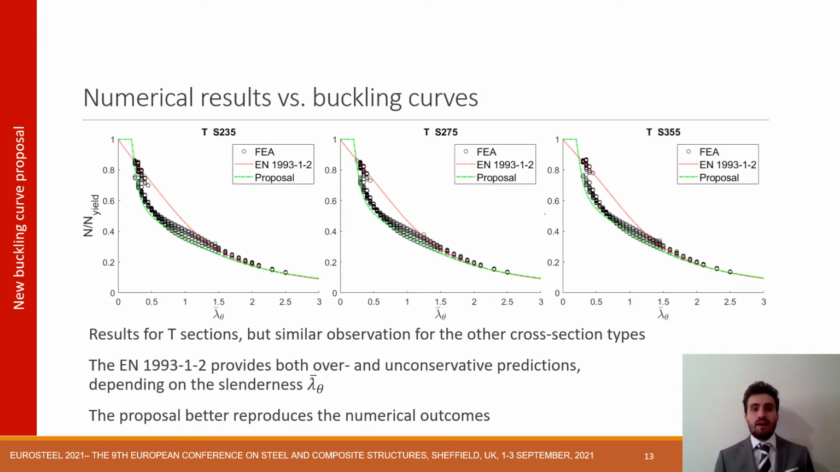So here we have the predictions from the buckling curves plotted against numerical results. The figures show the results again for T sections, obtained by coupling two equal leg angles, but similar observations can be taken for all the cross-section types we investigated. The Eurocode 3 part 1.2, as you may see, provides both over and unconservative predictions depending on the slenderness, whereas the proposal in green much better reproduces the numerical outcomes.